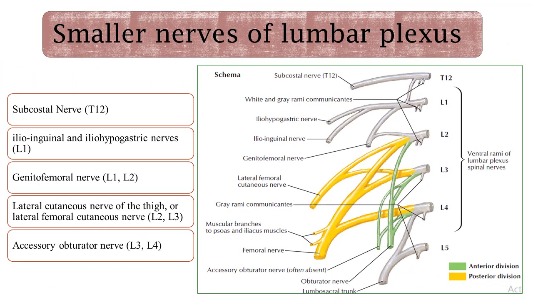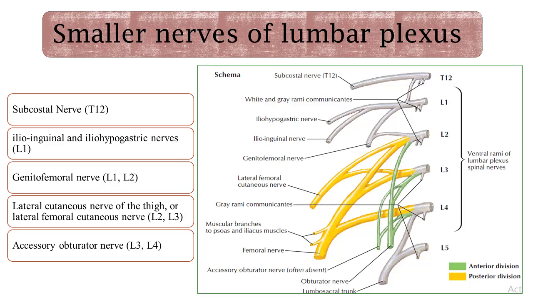These are the subcostal nerve from T12, as we can see, the ilioinguinal and iliohypogastric nerves from the L1 root value, the genitofemoral nerve from L1 and L2, the lateral cutaneous nerve of the thigh, or we can also name this nerve as the lateral femoral cutaneous nerve, from L2 and L3, and the accessory obturator nerve from L3 and L4. In dissection, we can easily identify these nerves, but how, I will tell you, don't worry.